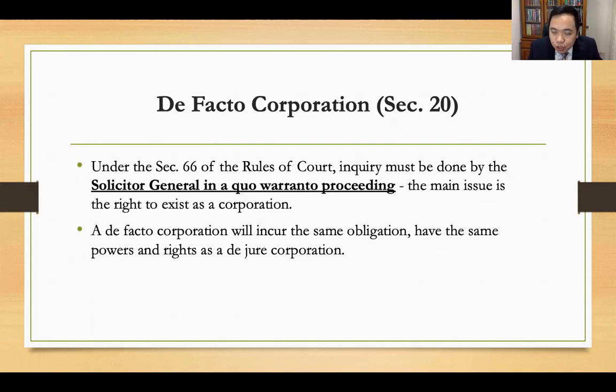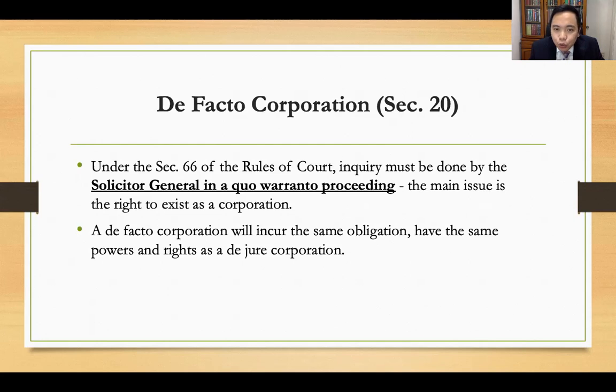Now, a de facto corporation, because of an existing flaw in its incorporation, ang remedy dyan, class, para ma-declare sila as a de facto corporation or a non-compliant corporation is the filing of a quo warranto proceeding, a petition for quo warranto under Rule 66 of the Rules of Court. It can only be filed by the Office of the Solicitor General. Class, yung Office of the Solicitor General, yan ang abogado ng gobyerno. Kaya class, if you are a private citizen, you cannot file a petition for quo warranto against a de facto corporation. Only the Office of the Solicitor General, or what we call OSG, hindi OMG, OSG, Office of the Solgen, can file a petition for quo warranto proceeding to attack or to question a de facto corporation.